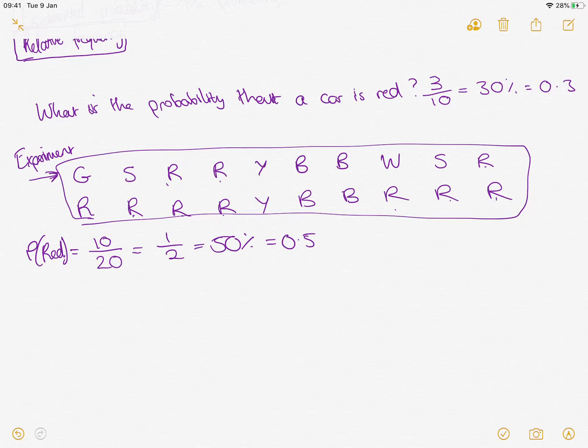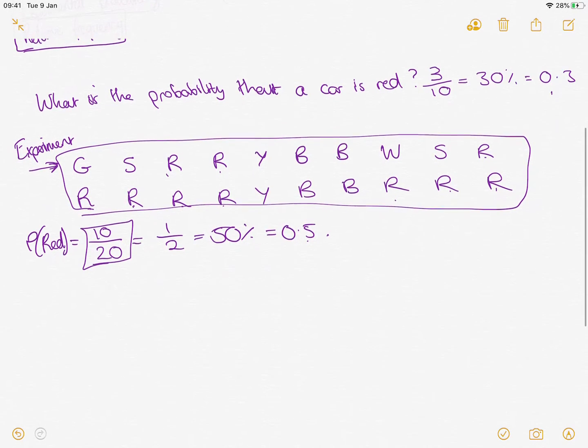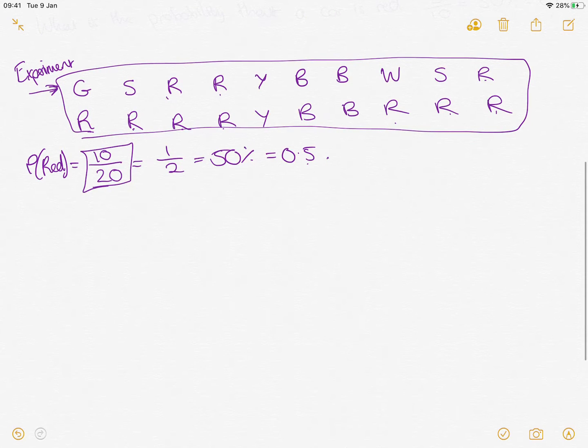And if a question was to ask which probability should you use, well, you should always use the more accurate one. So I'd use the one that's used more, where I've made more observations. Something else you might use experimental probability for is to compare it to the theory.